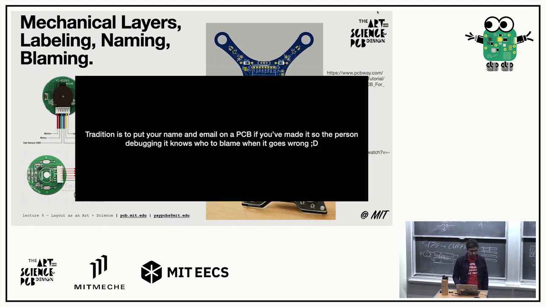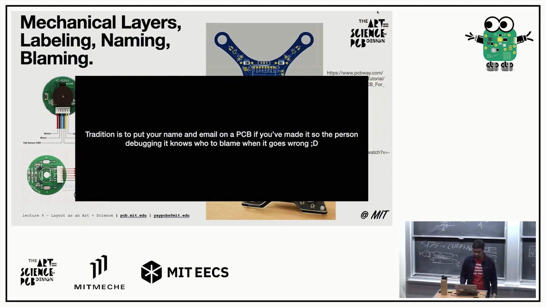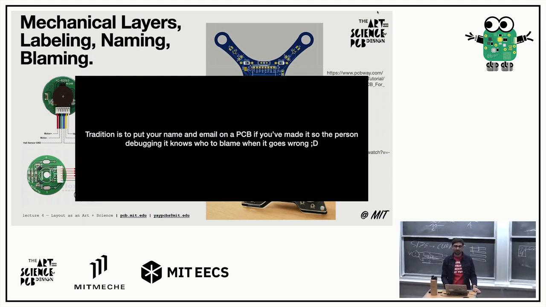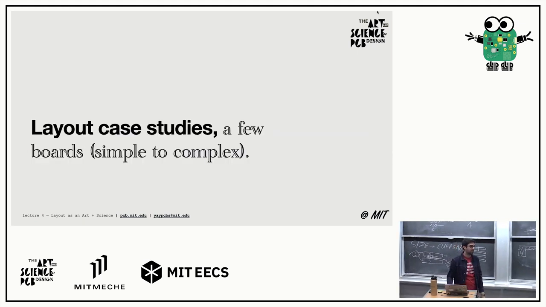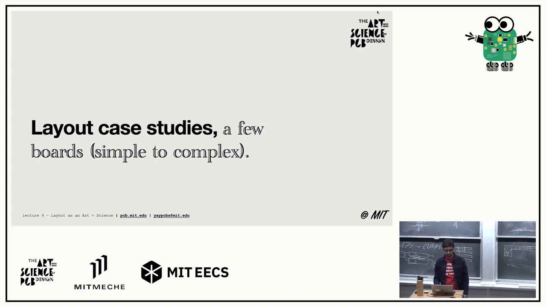This is another truth. Oftentimes you will see in boards that we produce here at MIT, most people put their name and email on the PCB, and that's so you know who to blame when it goes wrong. It's called the blame name. Especially in development, it's very common. It's just an email that you put there, so when people say, oh, this is wrong, you can email the person that's making the board.